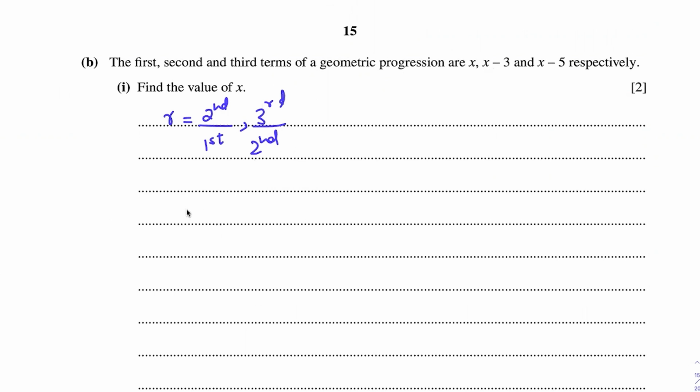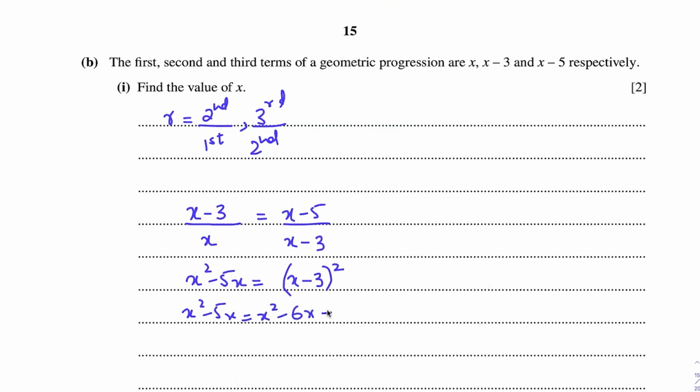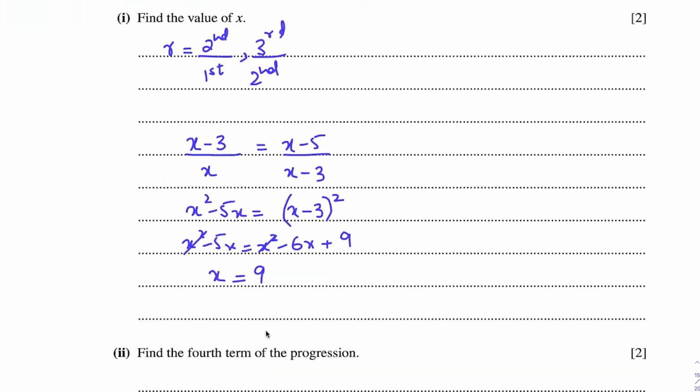When we divide, we get the common ratio. So we can say that the second term, which is x minus 3, upon the first term, x, is the common ratio, which will be equal to the third term, x minus 5, divided by the second term, which is x minus 3. Cross multiplying, we get x squared minus 5x equals x minus 3 whole squared. Expanding x minus 3 whole squared, we get x squared minus 6x plus 9. x squared and x squared will cancel out. So minus 5x plus 6x will be x equals 9. So the value of x is 9.